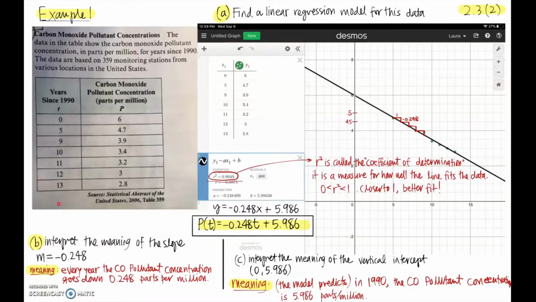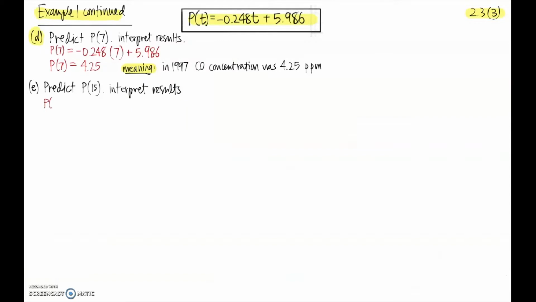It's not even within the data set. So we're going to predict what would happen 15 years after 1990. What would the carbon monoxide concentration be? So P of 15, we still use the same model, negative 0.248, but this time our year is year 15 plus 5.986, and I find out what that number is.